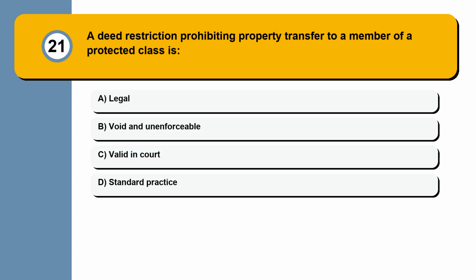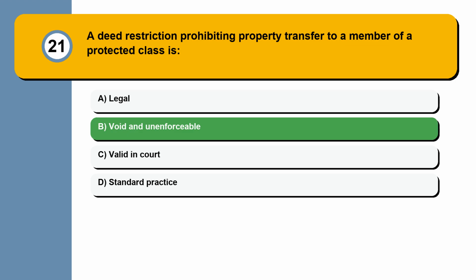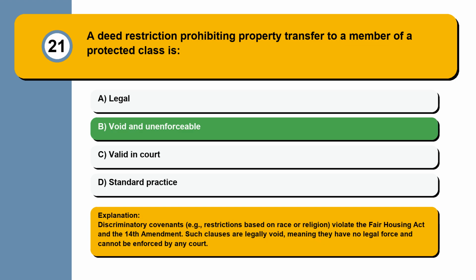Question 21. A deed restriction prohibiting property transfer to a member of a protected class is legal, void and unenforceable, valid in court, standard practice. Discriminatory covenants, for example restrictions based on race or religion, violate the Fair Housing Act and the 14th Amendment. Such clauses are legally void, meaning they have no legal force and cannot be enforced by any court.